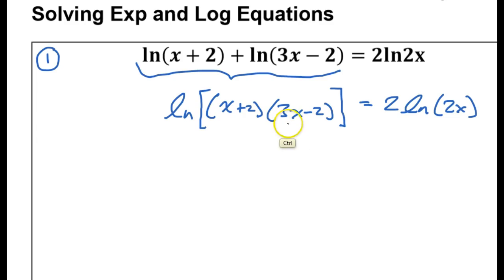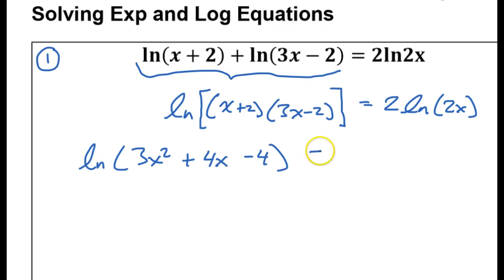So of course we want to go ahead and multiply these together and see what we really have here. So let's see, x times 3x is going to be 3x squared. Inner we have 6x, outer we have negative 2x. Together that's 4x, and then we have minus 4. So we have that, and that is equal to 2 times the natural log of 2x.